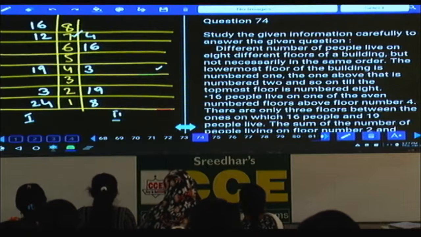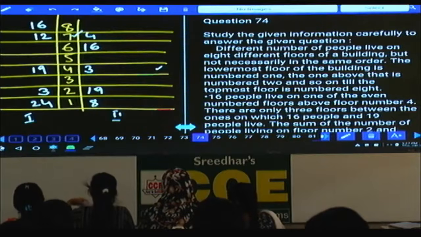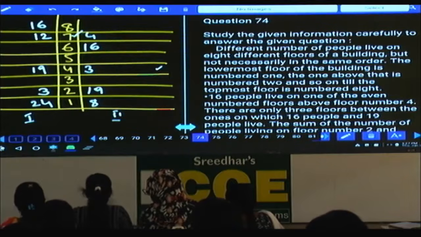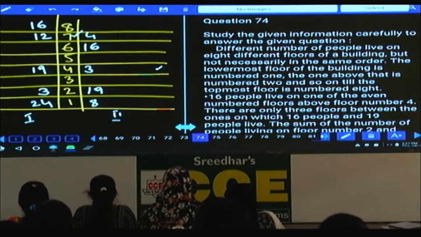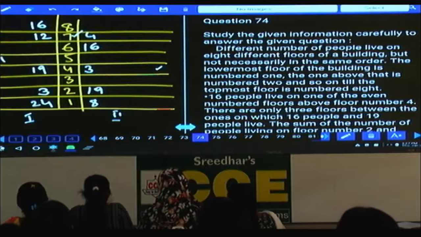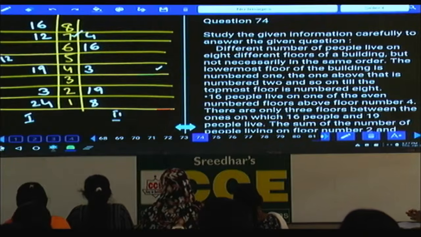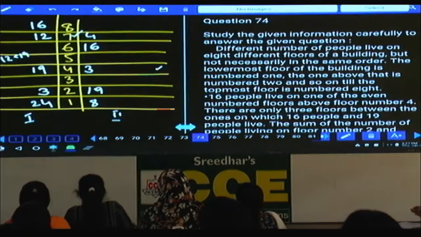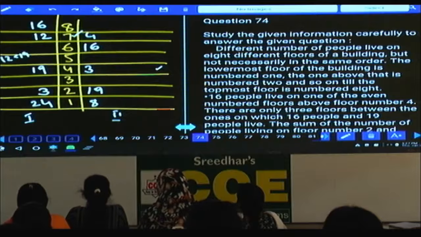Done with this? The next one, the number of people living on floor number 5. Now here floor number 5 is more than those living on floor number 7. Isn't it? Now in this one, greater than 12, but less than floor number 4. Less than floor number 4, lesser than 19. Now the people who are living on the 5th floor is greater than 12, lesser than 19.